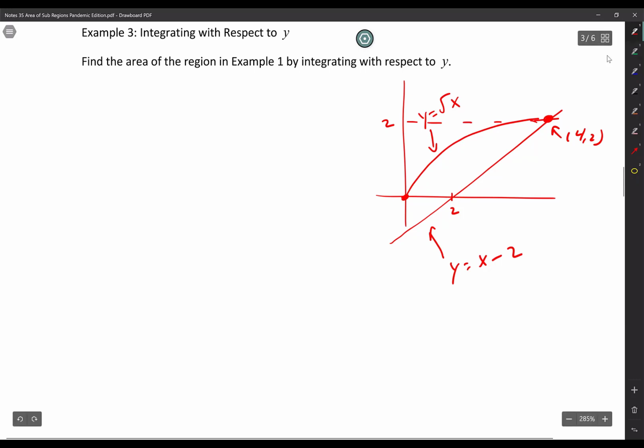What am I trying to find? I'm trying to find this region right there. Okay, right to left, I can see that it's a linear line minus the curve, minus the square root curve. I need to write these in terms of x equals because I'm going to integrate with respect to y.